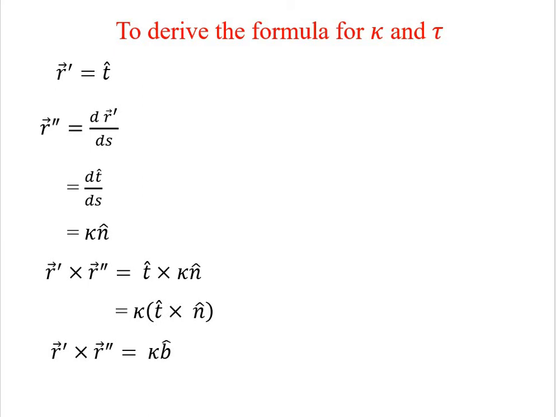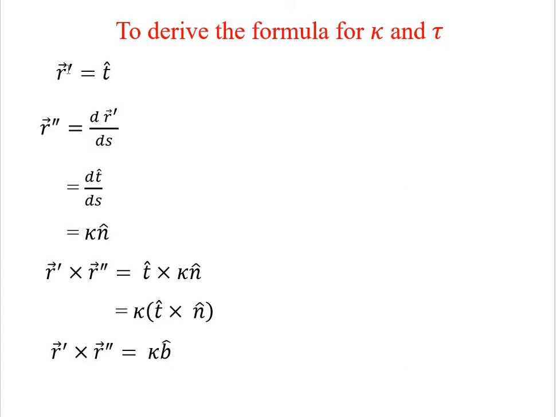Curvature and torsion have two parameters, one is s, another one is u. So now we're going to see one by one. We well know that r vector dash equals t vector. Now we differentiate the equation with respect to s. So we will get r vector double dash equal to dt by ds. So r vector double dash is equal to t dash. By the Serret-Frenet formula, we know that t dash equals kappa n. So therefore we may write r double dash equals kappa n.